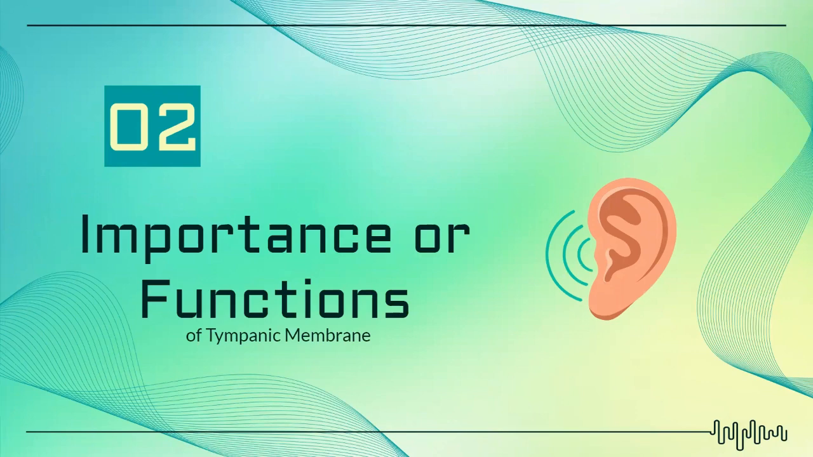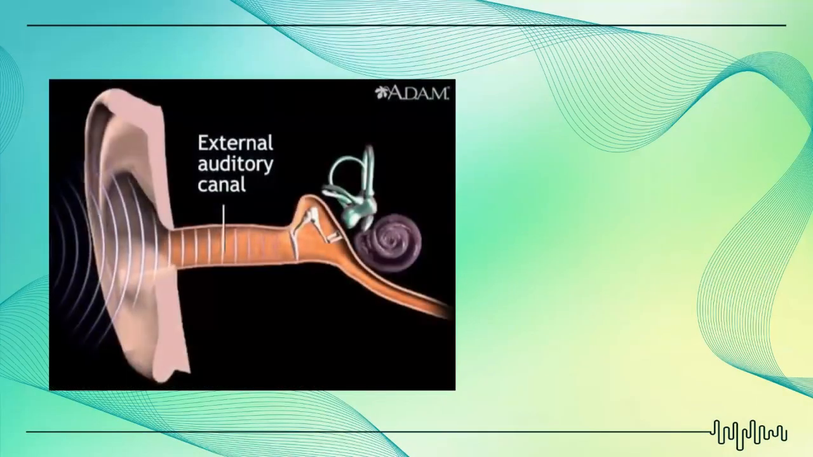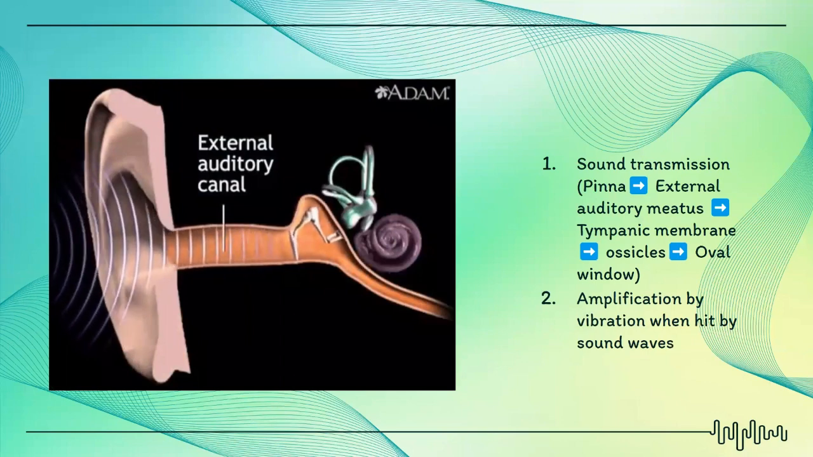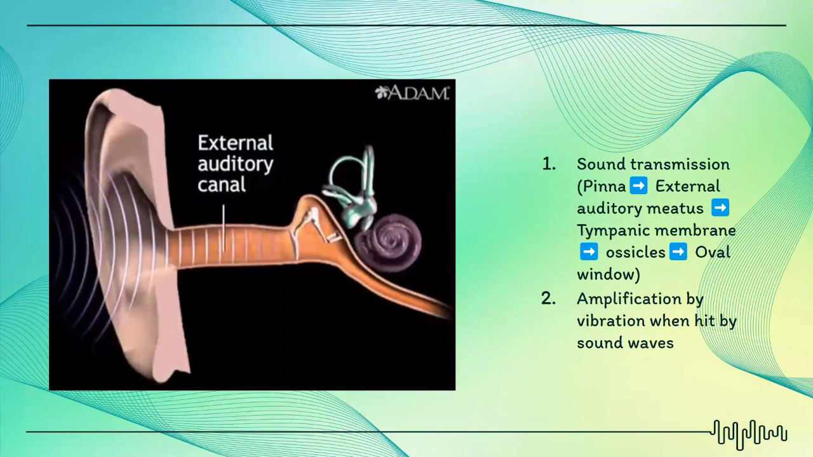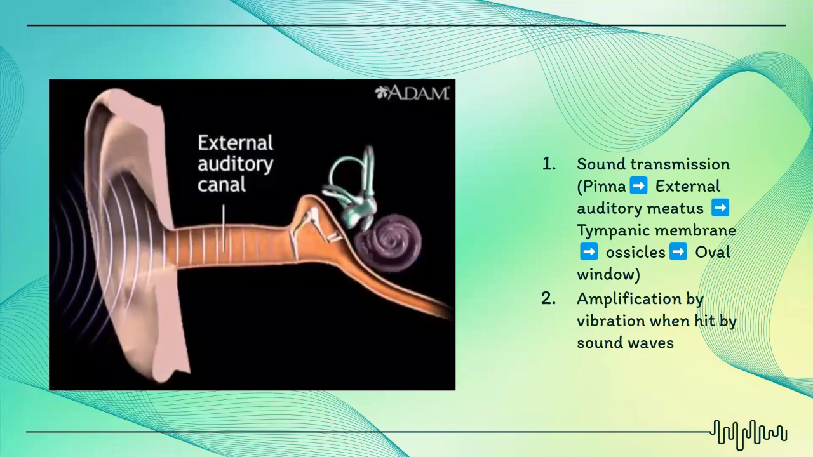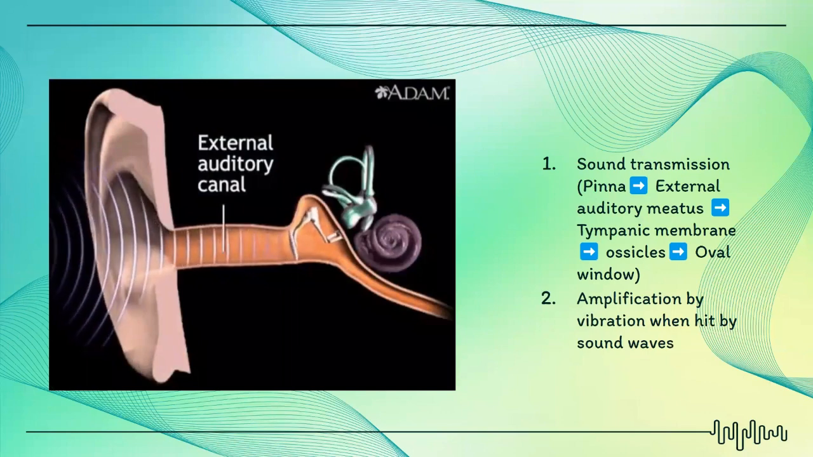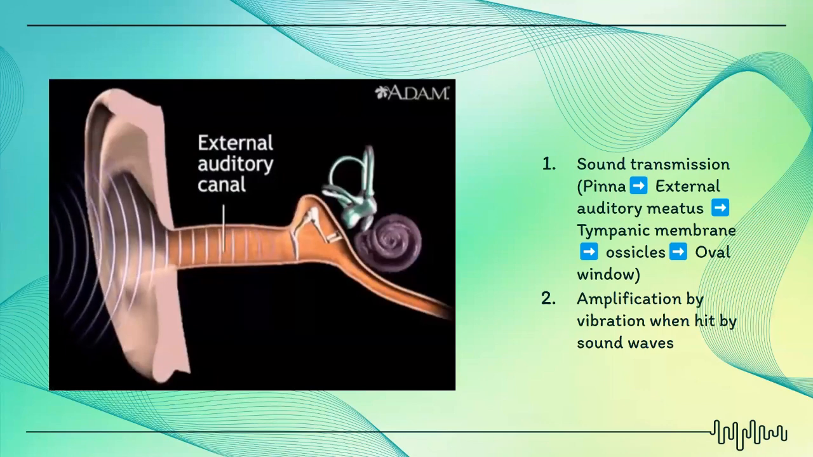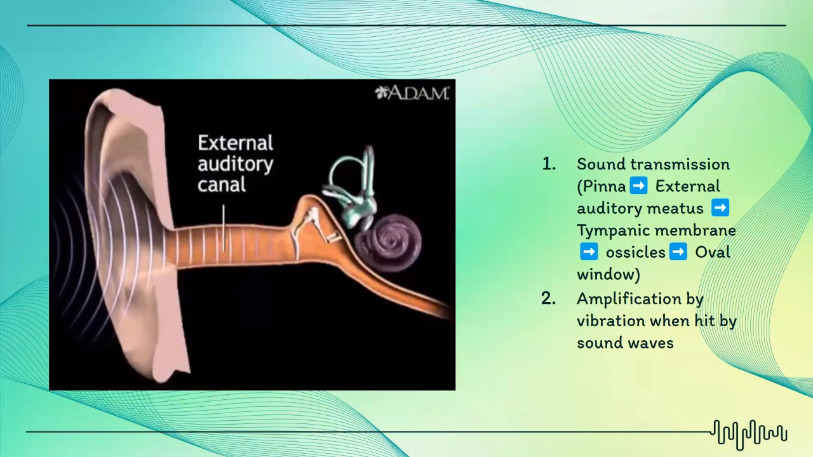So I'll be talking about the importance of the functions of the tympanic membrane. Firstly, I'll be explaining the physiology of sound transmission. Sound waves hit the pinna and then travel through the external auditory canal, or the meatus, and cause vibration of the tympanic membrane as seen in the GIF shown. This vibration is then transmitted to the ossicles, which are the malleus, incus, and stapes, and then through the oval window to the perilymph, and then to the round window for the cochlea for nerve transmission.